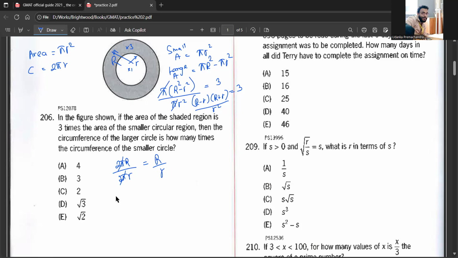3 times means, you can think, no need to do this much thinking. If you do it like this, it may take time. 3 times means actually the difference of these two. Look here: the difference of these two, πR² minus πr², equals what? 3 times of what? 3 times of this one.